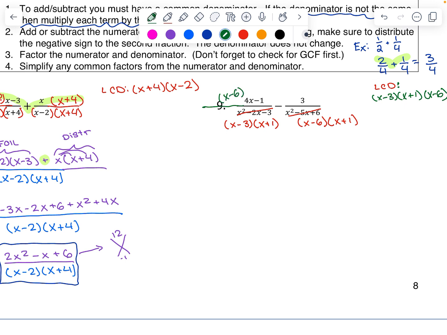So I've got to multiply by x minus 6 on the top and x minus 6 on the bottom. My second fraction here is missing an x minus 3, so I'm going to multiply by an x minus 3 on the top and bottom. Okay, just like the last one, it's going to take a little bit of work here. So I'm going to go ahead and I need to FOIL, subtract that distribution.